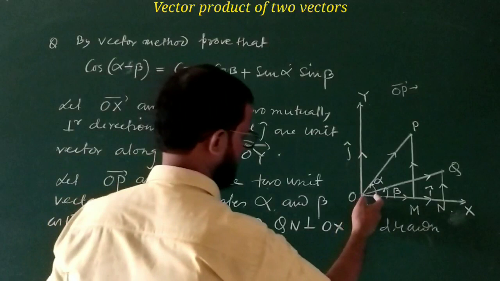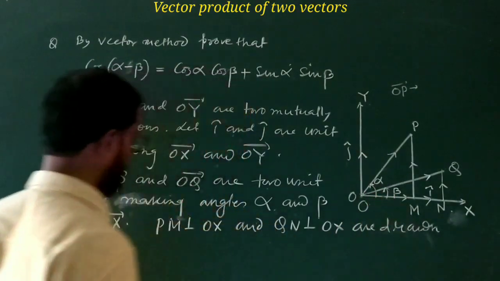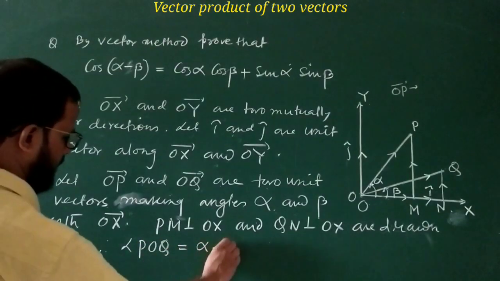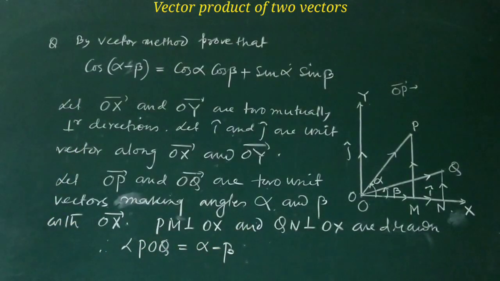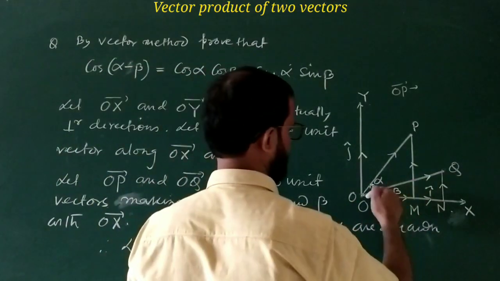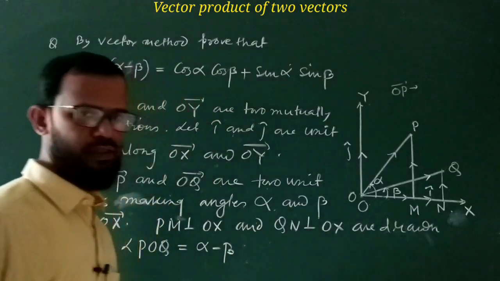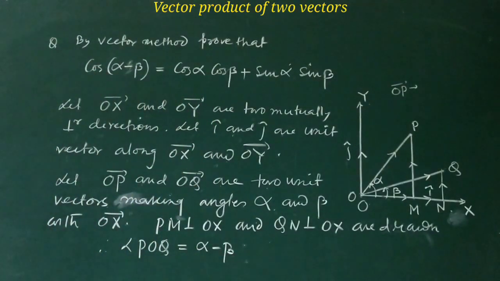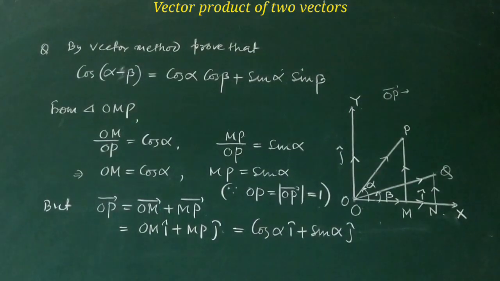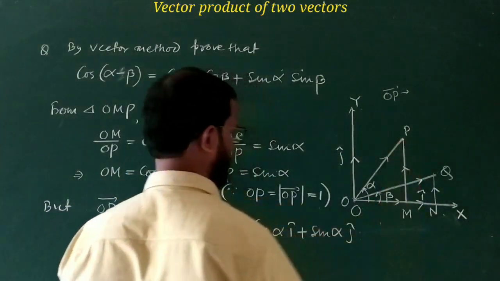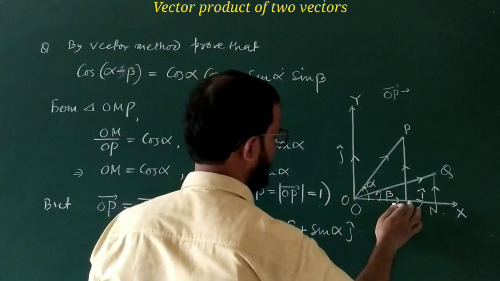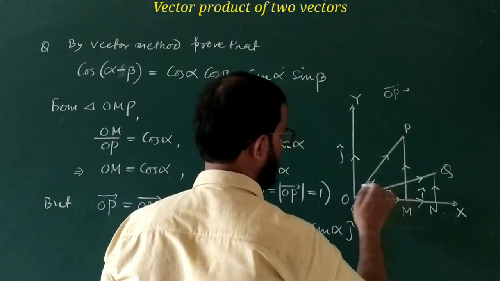Now if this makes an angle alpha and this is beta, therefore angle POQ क्या होगा, अल्फा माइनस बीटा. Okay, understood? The angle between this vector and that vector is alpha minus beta, and therefore we are going to find cos(alpha minus beta), right? From triangle OMP, what is cos alpha? Cos alpha equal to OM by OP, base by hypotenuse.